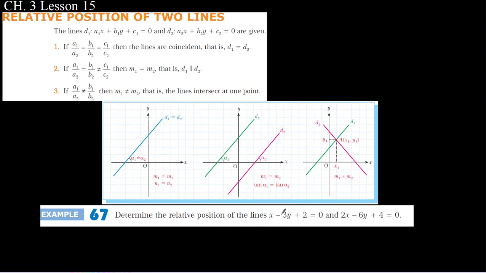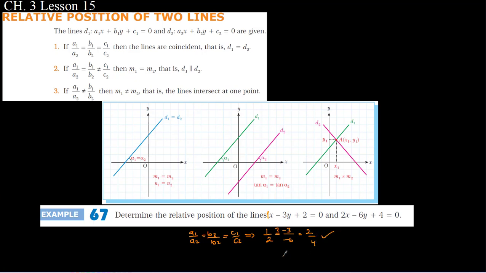Here we have one exercise about that. We are going to determine the relative position of these two lines. This is 1x minus 3y plus 2, and 2x minus 6y plus 4 is equal to 0. Which means that the coefficient A1 over A2, if it's equal to B1 over B2, and if it's equal to C1 over C2, this means that 1 over 2, is it equal to minus 3 over minus 6, is it equal to 2 over 4?